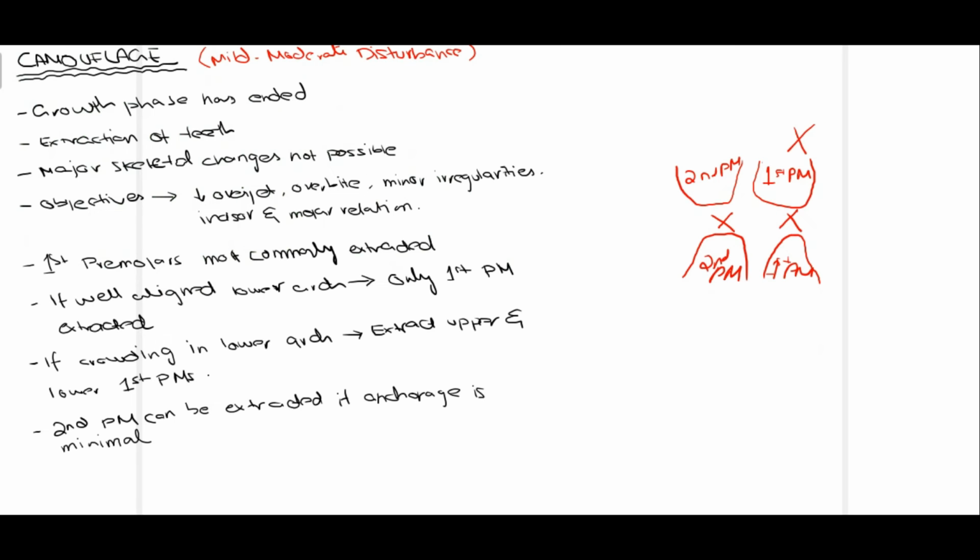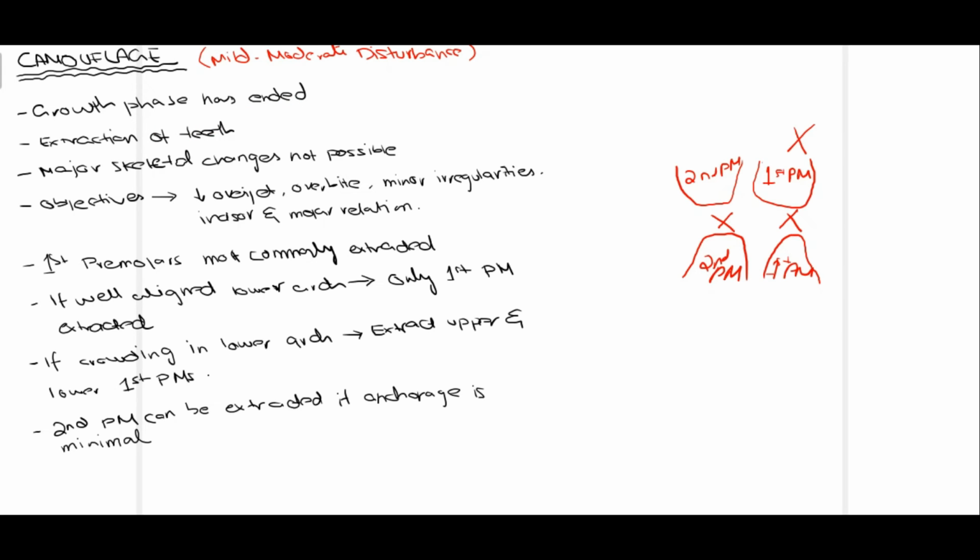Now let's talk about the second treatment option, that is camouflage. Camouflage is most commonly used when there is mild to moderate disturbance present, because if the disturbance is really severe, for example the mandible is really retrognathic, and the growth has also ended, you cannot correct it by using camouflage, then we have to go for surgical treatment. So camouflage is most commonly used when there is mild to moderate disturbance. We use camouflage treatment when the growth phase has ended.